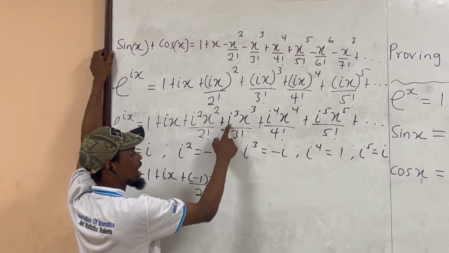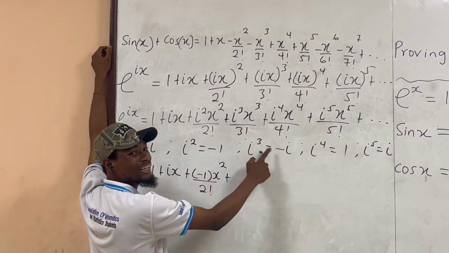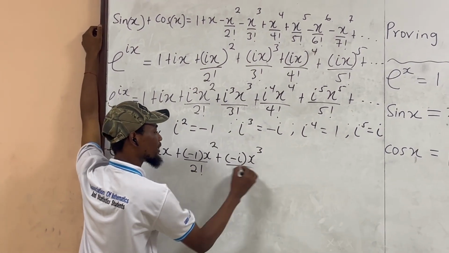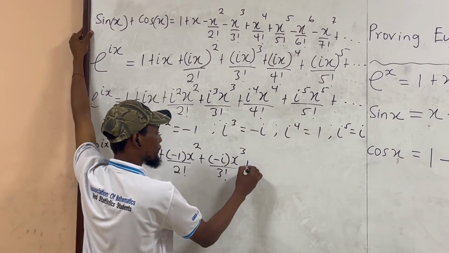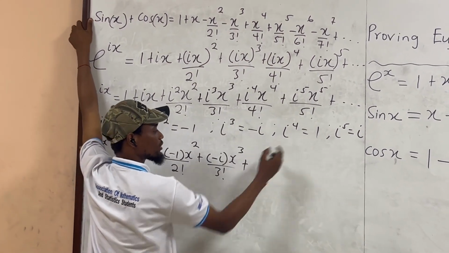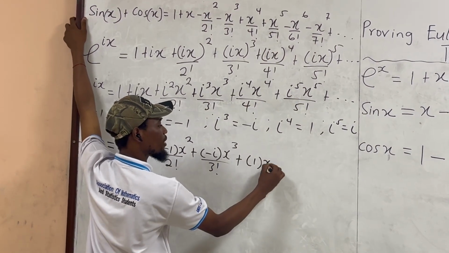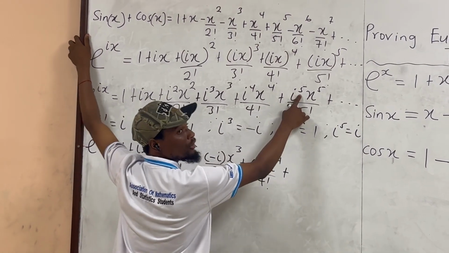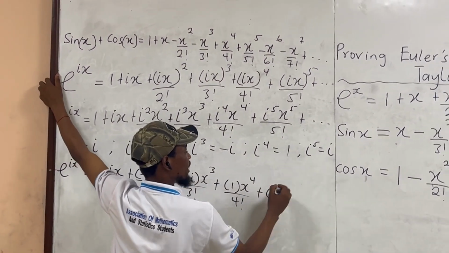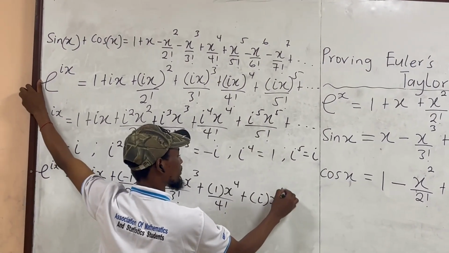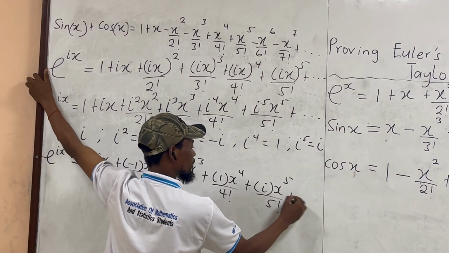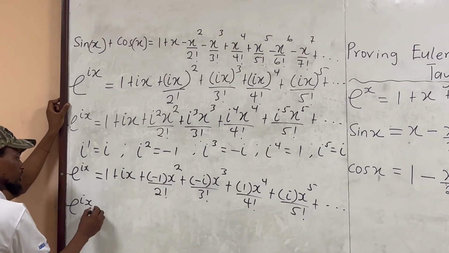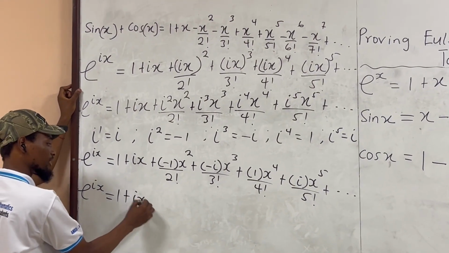Then I have here plus i cubed. What is i cubed? Negative i. So I have negative i, times x to the power 3 over 3 factorial. Then plus i raised to the power 4 is 1, so I have 1 times x to the power 4 all over 4 factorial. Then plus i raised to the power 5 is what? We have i times x raised to the power 5 over 5 factorial. It continues indefinitely. So we have e to the power ix, which is equal to 1 plus ix.